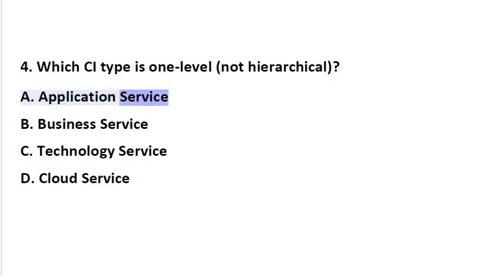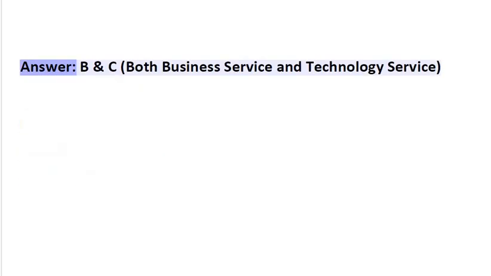4. Which CI type is one level, not hierarchical? A. Application service, B. Business service, C. Technology service, D. Cloud service. Answer: B and C, both business service and technology service.